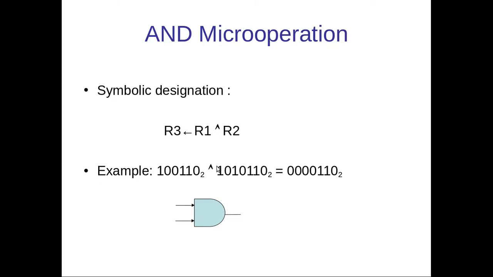AND microoperation, symbolic designation is, this is the AND symbol. R3 gives R1 AND R2. This is an example. The bitwise AND will be performed, and hardware implementation can be done by an AND gate. These gates, I think you have already studied in the switching theory and logic design subject.